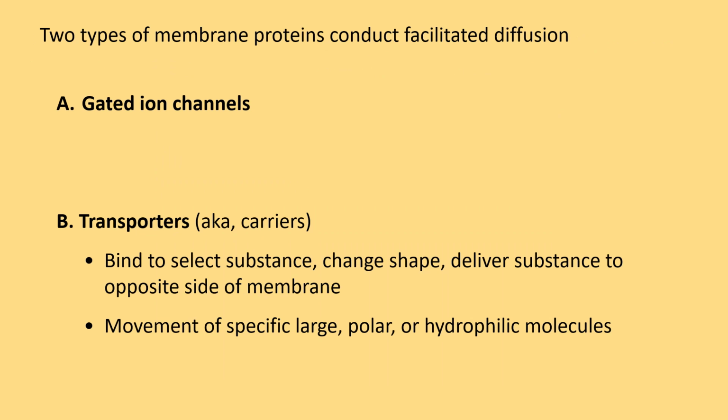We are in the middle of talking about facilitated diffusion, and there are two general categories of proteins that allow substances to pass the plasma membrane by facilitated diffusion. We just finished talking about ion channels, and now we're ready to move on to the carriers, also known as transporters. Transporter proteins don't allow ions to cross, but rather they move polar or hydrophilic molecules. Let's take a look at how they work.